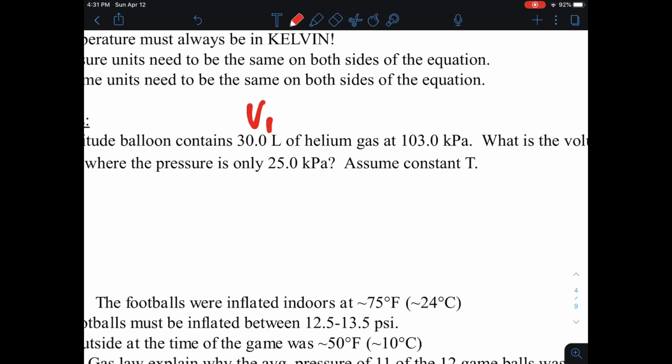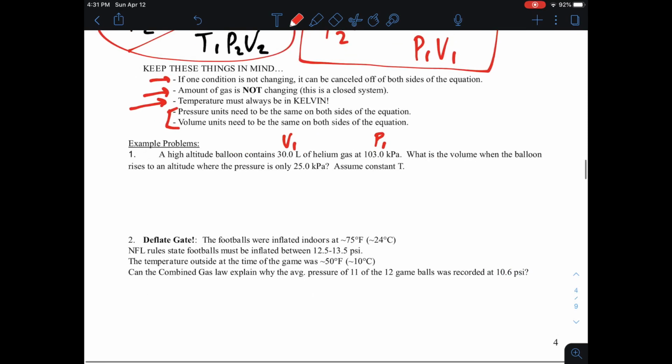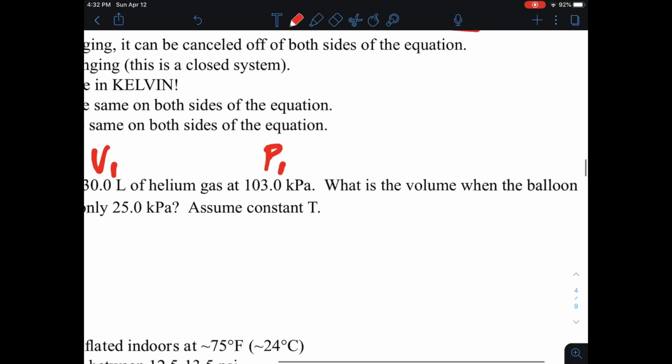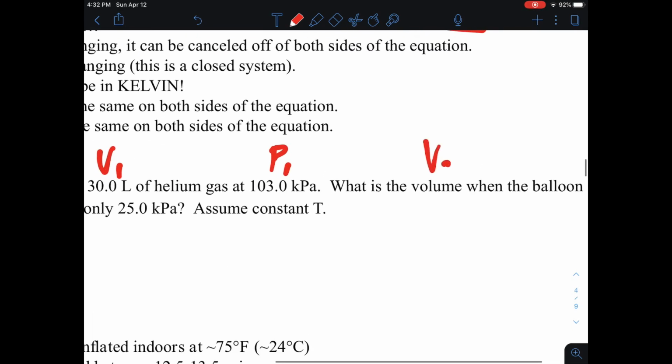We have this balloon. It's our first volume. Call it V1. And we have 103.0 kilopascals. It's our first pressure. Let's call it P1. What is the volume of the balloon? Well, now we have a new volume. Let's call that V2. And we don't know what V2 is.